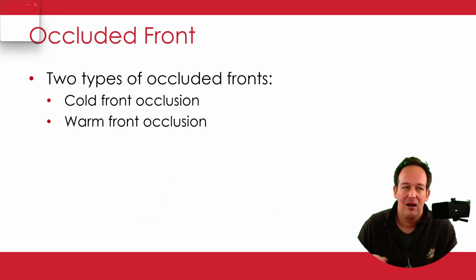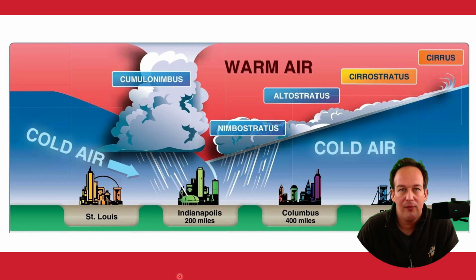All right, so there are two types of occluded fronts: cold front occlusions and warm front occlusions. Before we get into what the warm front occlusion and the cold front occlusion are, let's talk about what an occluded front is. Here on the left, we have this cold air mass, this cold front that's coming in, and it's catching up with the slower moving warm front.